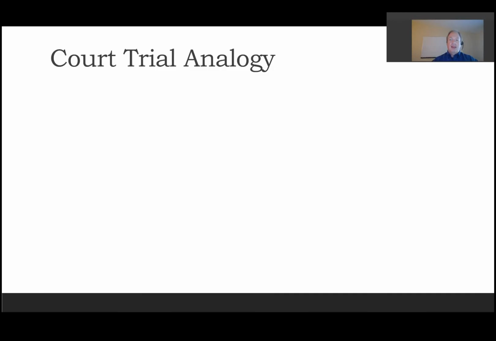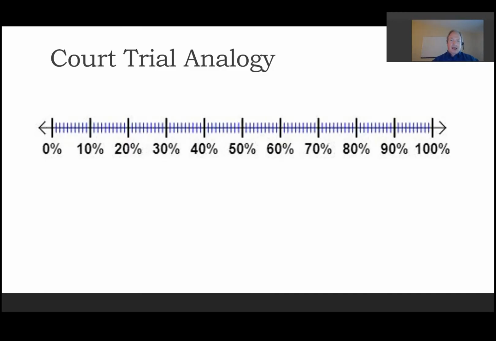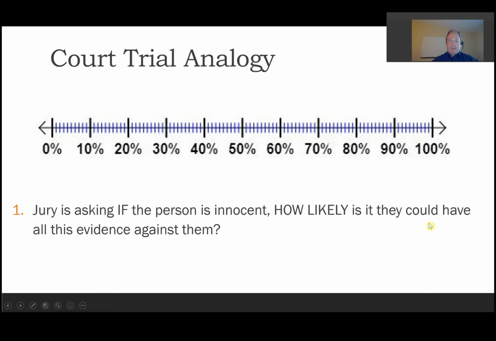this court trial analogy. And let's suppose I am being put on trial for a capital crime, like say maybe murder, right? Capital murder. And at the beginning of the trial, the likelihood that I'm innocent, or not guilty, if you will, given the data against me is 100%. So if the prosecutor comes in and says nothing, there's a 100% chance I'm going to walk out of the court a free man. But of course, that doesn't happen.